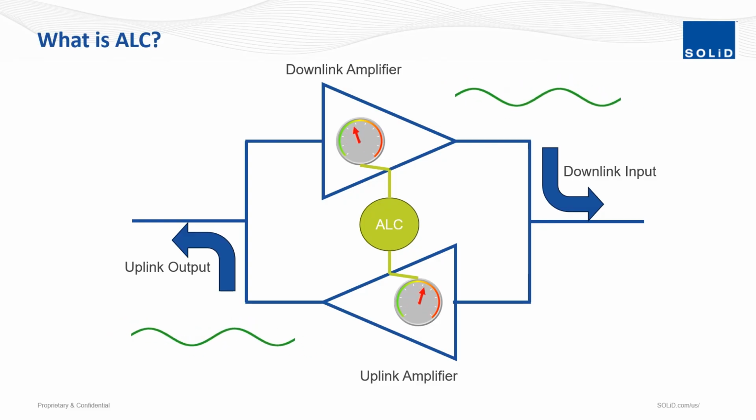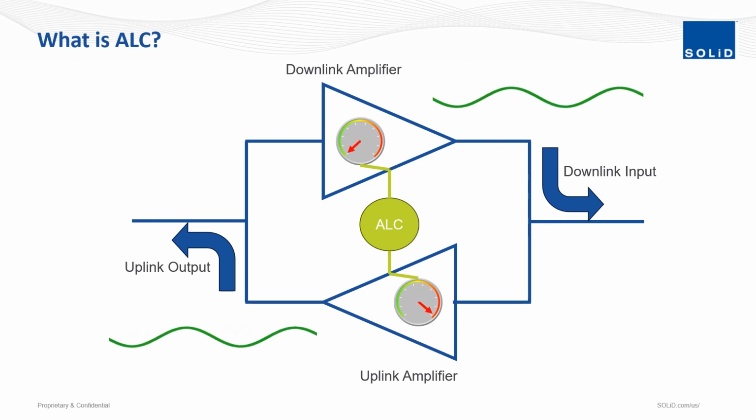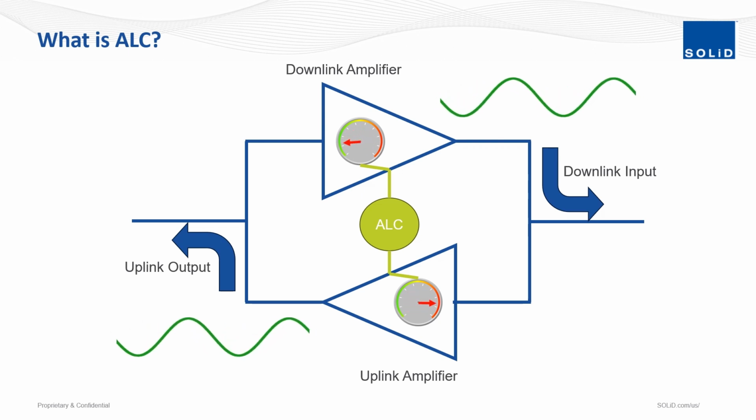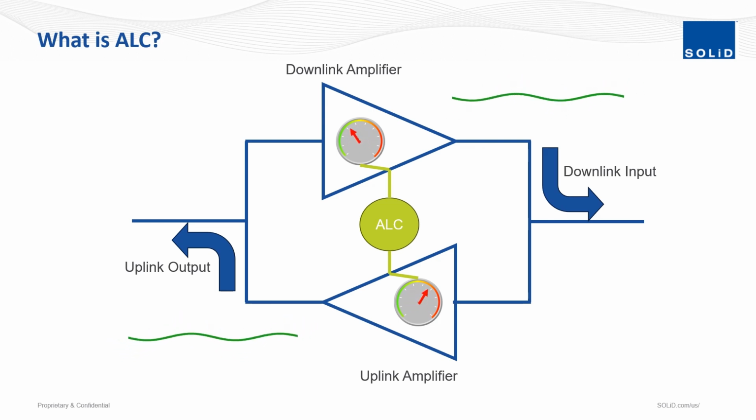Automatic level control is a function that automatically calculates and adjusts amplifier gain to mitigate excessive signal power for both input and output signals. Excessive signal power levels will disrupt service by overdriving the DAS, raising noise power, and possibly damaging DAS components. ALC prevents that.